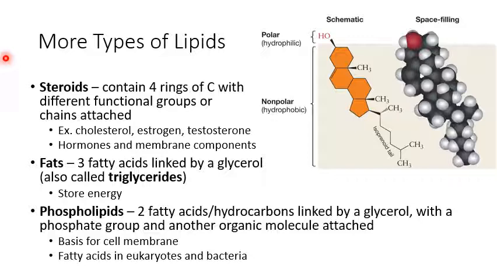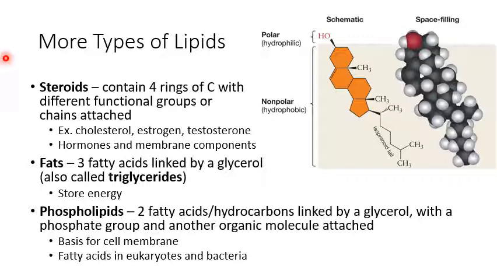And then the last major type of lipid that we'll talk about is the phospholipid, which is very similar to a fat, but a little bit different. So it's also got fatty acids attached to a glycerol molecule, but instead of 3, it only has 2. And actually, they technically could be hydrocarbons as well. So if the kind of chains that are attached to the phospholipid have a carboxyl group, then they are fatty acids. If they don't have the carboxyl group, they're just hydrocarbons.